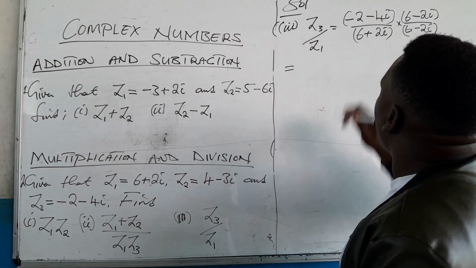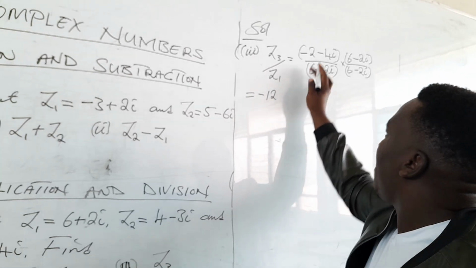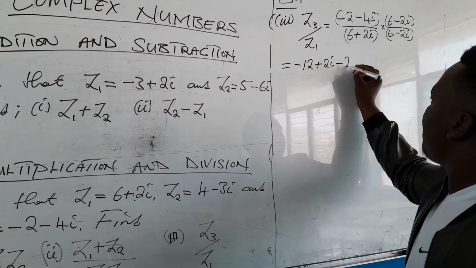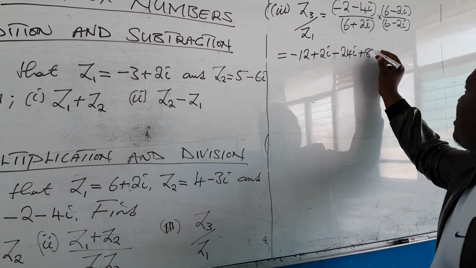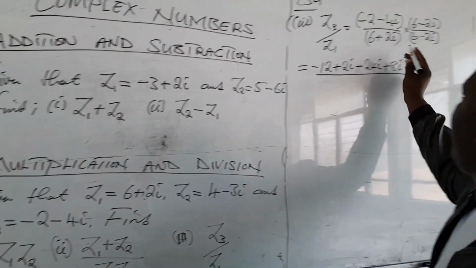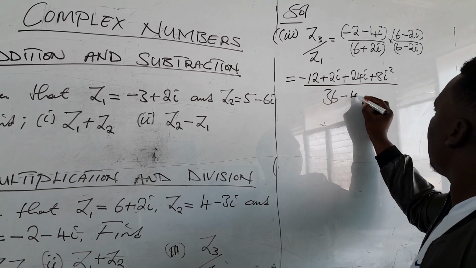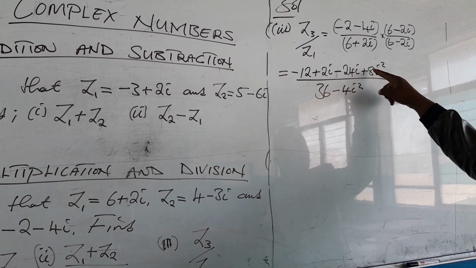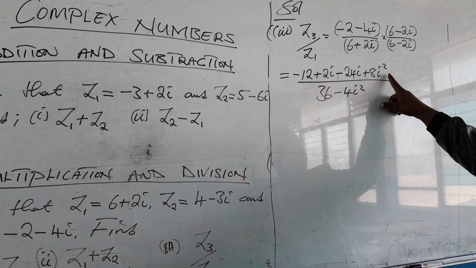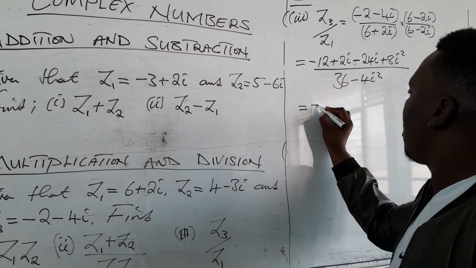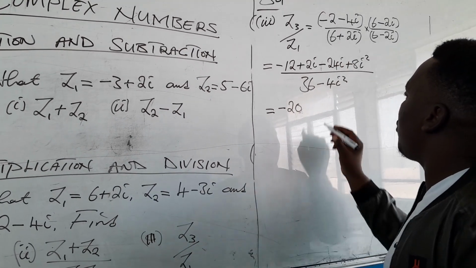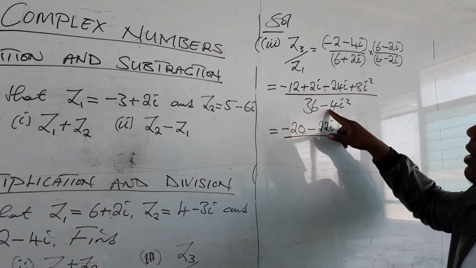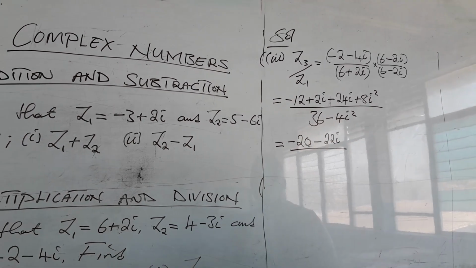Now we have negative 2 times 6, which is going to give us negative 12. Negative 2 times negative 2i is going to give us positive 4i. Negative 4 times that is going to give us negative 24i. This and that is going to give us positive 8i squared. Over, this is the difference of two squares. It can be written as 36 minus 4i squared. Now we know that i squared is negative 1. So negative 1 multiplied by positive, this is going to be a negative 8. So negative 12 minus 8 is going to give us negative 20. And then we have negative 24 plus 2, which is going to give us negative 22i over. So we have i squared, which is negative 1, multiplied by negative 4, which is going to give us positive 4. Positive 4 plus 36 is going to give us 40.